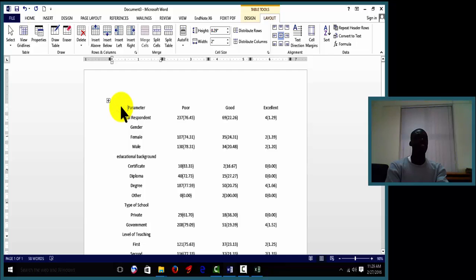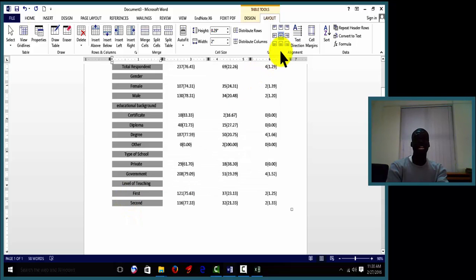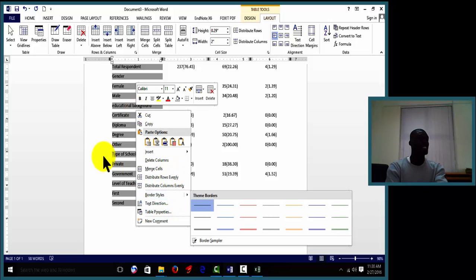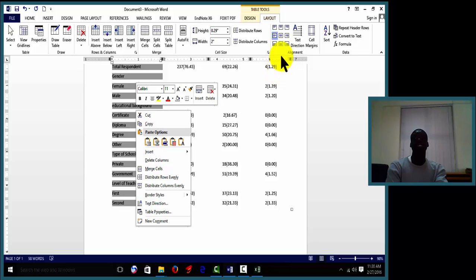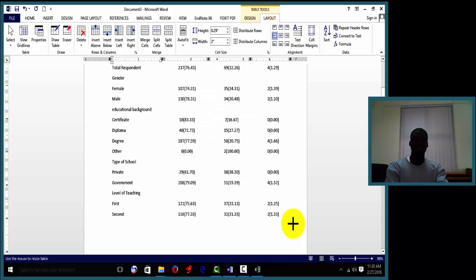Now you want the very first column, so you select the very first column. You don't want them to align this way. You want them to align center left. So you click on center left to shift it to that side. If yours is different, you still right click, go to cell alignment, and then align to center left. Now you have the table in a bit of shape that you like. You can pull it down.